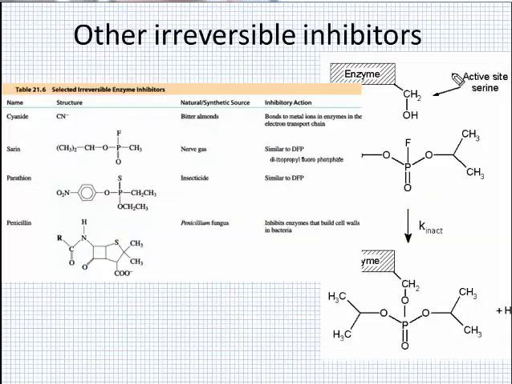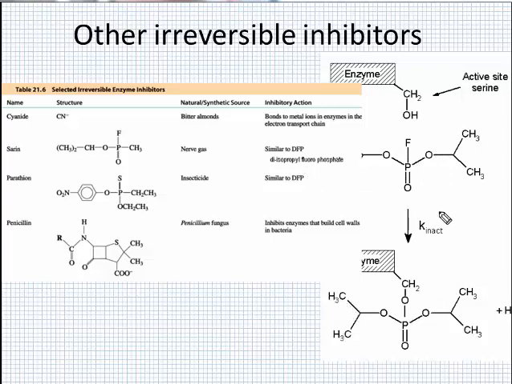So as I was saying, there's all sorts of drugs, and these are mostly poisons: cyanide, sarin, parathion, an insecticide, and penicillin we just talked about. These really aren't drugs, but they do irreversibly inhibit certain enzymes. The one I wanted to talk about here is sarin, right? So this is sarin. It binds an enzyme, and I believe, well, actually, DFP, diisopropylfluorophosphate, is what you see here. So here's an isopropyl group, isopropyl group, isopropyl group.